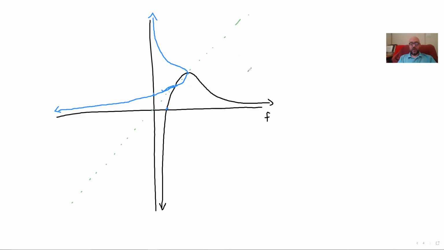And that's really what I wanted to show you about inverses on graphs and tables. That's kind of all I wanted to say there.